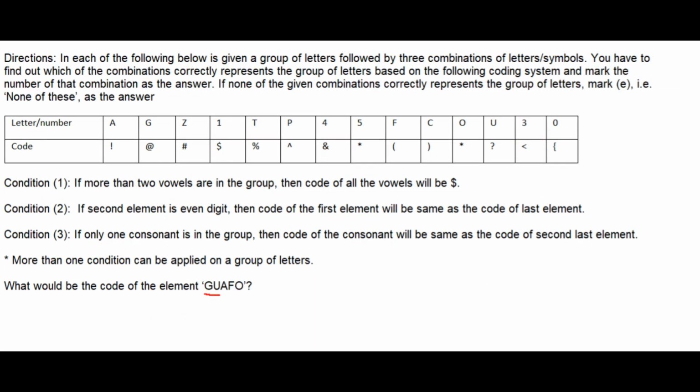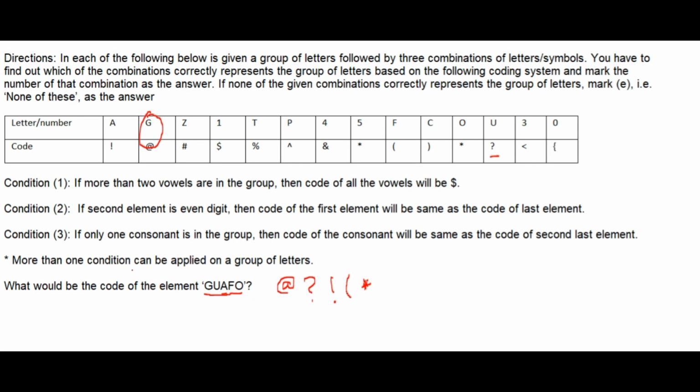Now Z U A F O. What is the code of Z? Z is this one, at the rate. At the rate is the code of Z. Now U, what is the code of U? Question mark. Now what is the code of A? Exclamation mark. F, what is the code of F? Opening bracket. And O is a star mark.